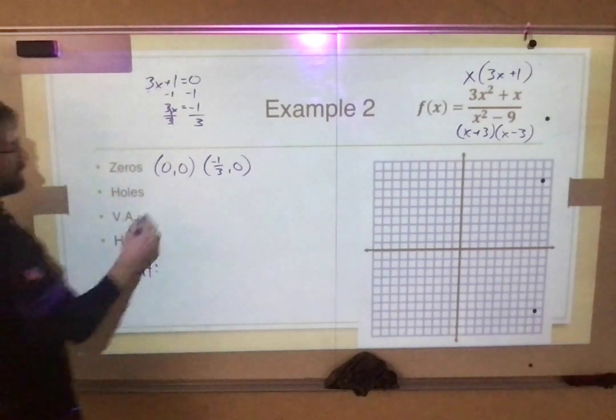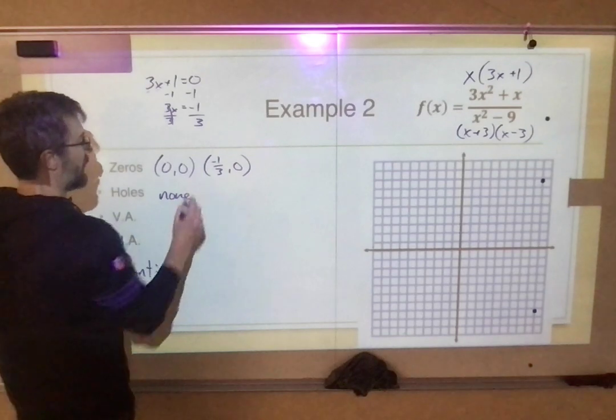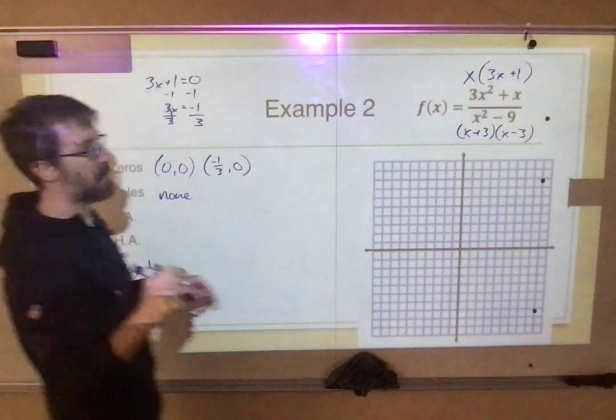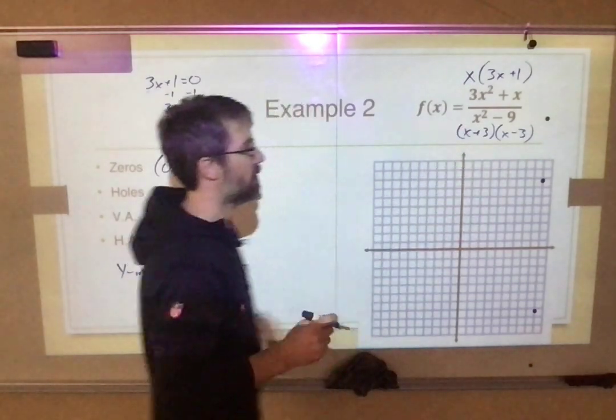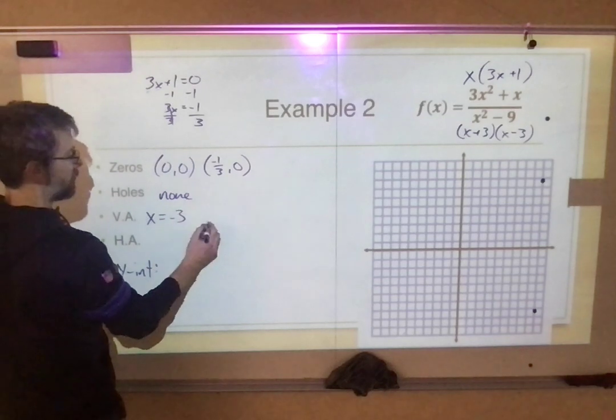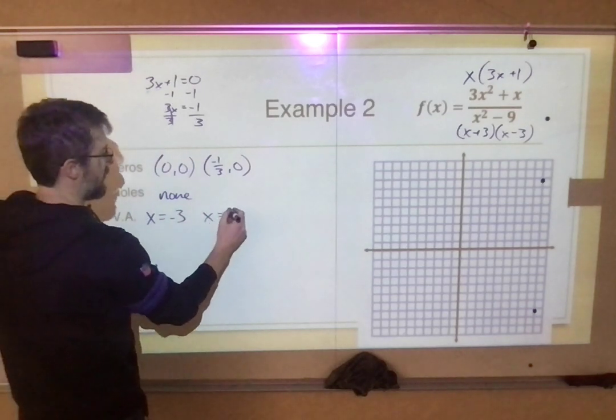Holes in the graph, there's none because no factors canceled out. Vertical asymptotes, there's 2 of them now. What makes the denominator equal to 0? That's going to be a vertical line at x equals negative 3 and at x equals positive 3.